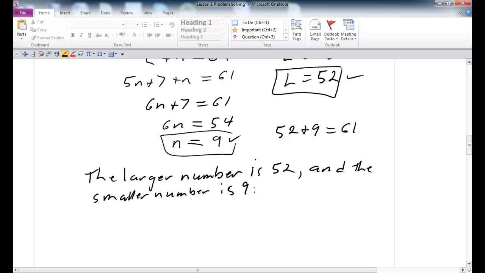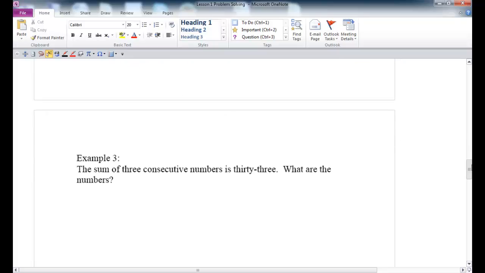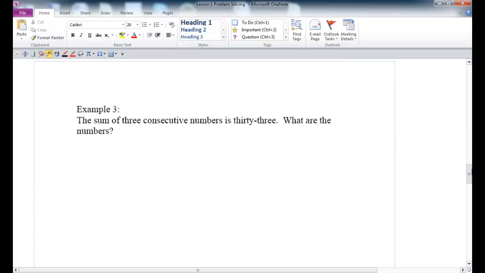Let's do a couple more together. Here's one for you to try. Pause the video, see if you can set it up. The key to this one is 3 consecutive numbers. See if you can come up with a good plan for setting up those consecutive numbers.